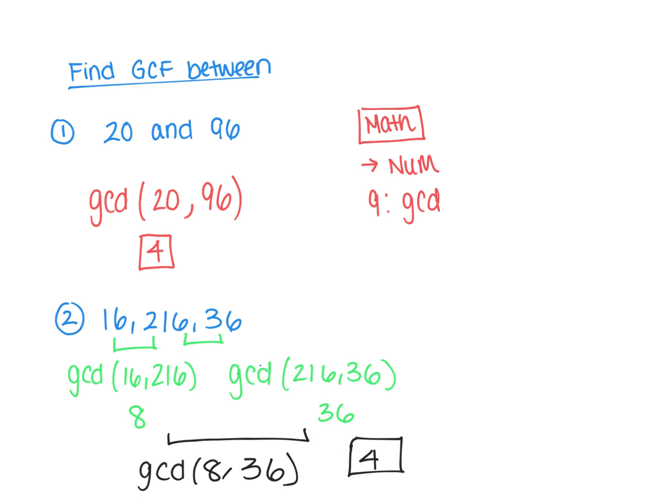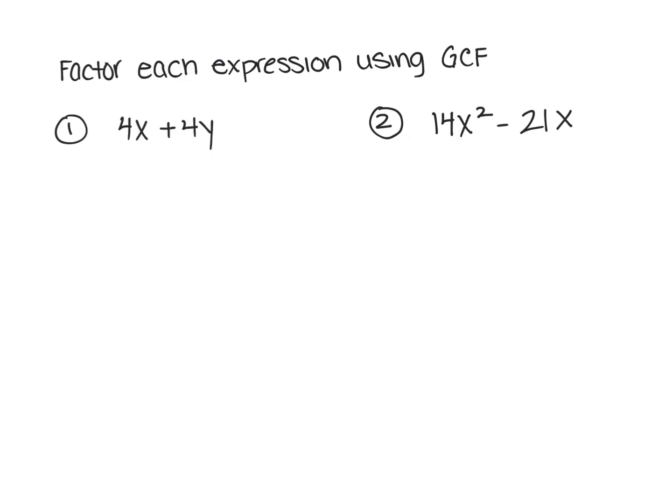All right, now that we know the definition of factors, how to find them on the calculator, and how to find the GCF between two numbers on the calculator, I think we're ready to finally practice some problems. All right, so the directions say factor each expression using greatest common factor. So the first one says 4x plus 4y.